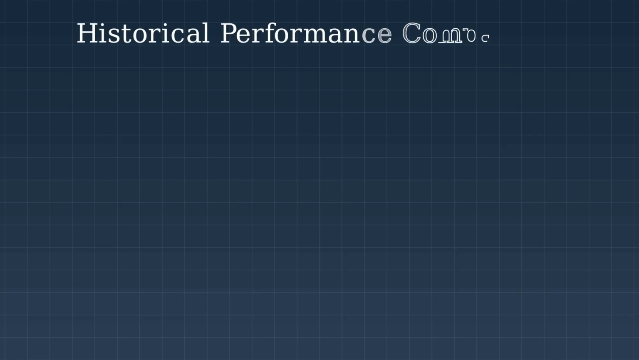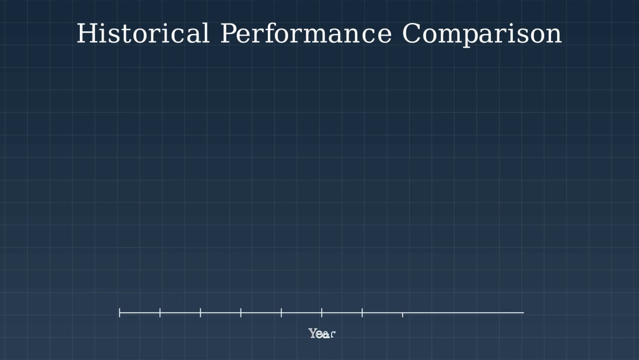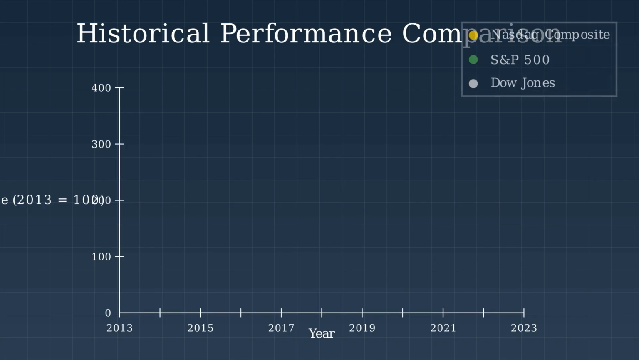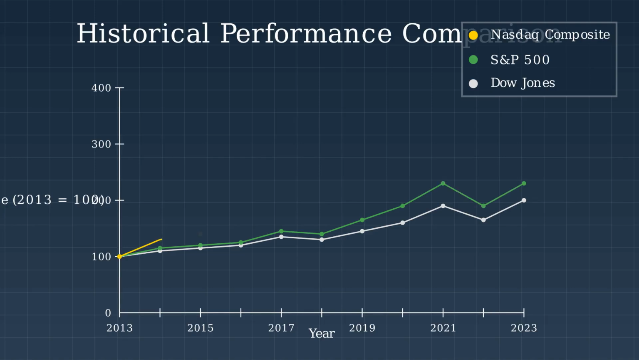Comparing the historical performance of major stock indices reveals distinct patterns based on their composition. Let's examine how the Nasdaq Composite, S&P 500, and Dow Jones Industrial Average have performed over the past decade, from 2013 to 2023. Over this period, we can see that the Nasdaq Composite has significantly outperformed both the S&P 500 and the Dow Jones. This chart shows index values normalized to 100 in 2013.